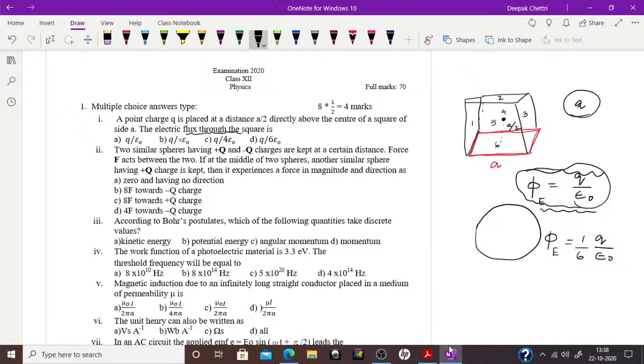This formula comes from Gauss's law, which we have done, and is applicable to a closed surface. If I have a closed surface and there is a charge q inside it, then the flux coming out of the surface is given by phi e is equal to q by epsilon naught. Here initially we had only one square and a charge at a distance of a by 2. So we enclosed this charge inside a cube because we want to apply this law, otherwise we cannot. Later we divided by 6 because we want the flux only through one of the 6 surfaces. I hope that is clear to you.